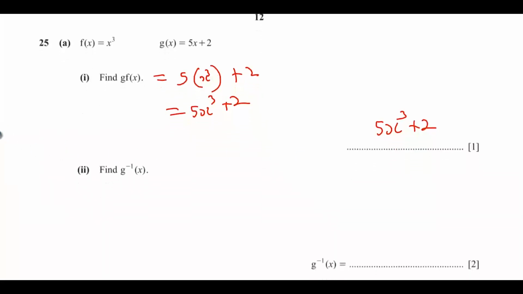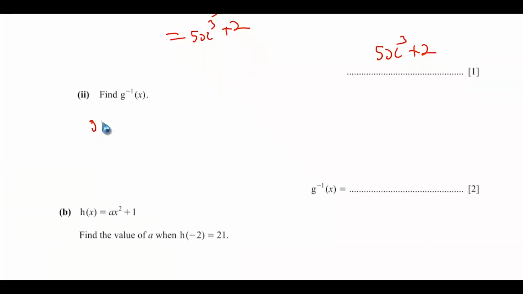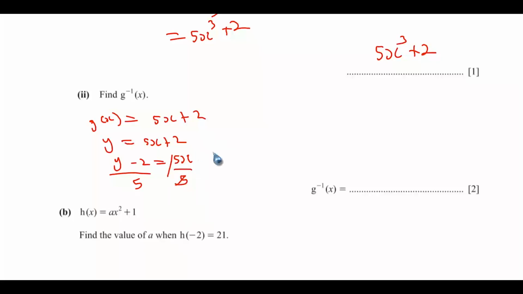So let's go to part Roman numeral 2. We want to find g inverse of x. So we know that g(x) is equal to 5x plus 2. So as usual, let g(x) equal y. Then the function will be y equals 5x plus 2. Then we need to make x the subject of the formula. So that means we have y minus 2 equals 5x. Let's divide both sides by 5. So 5 will cancel 5 here. So we are left with x equals (y minus 2) over 5.